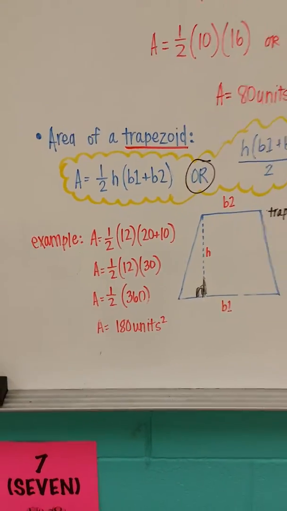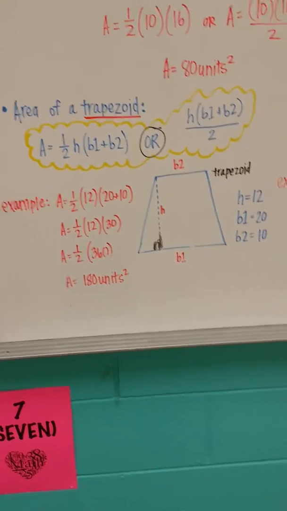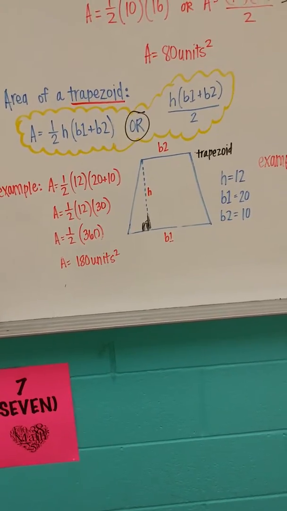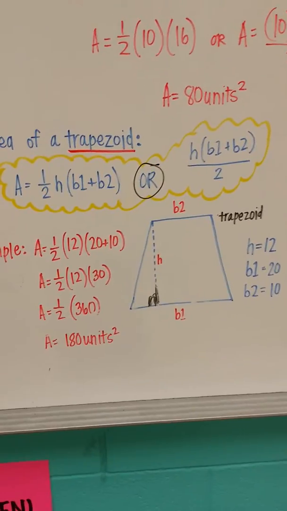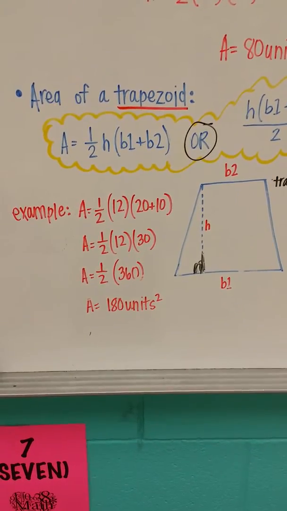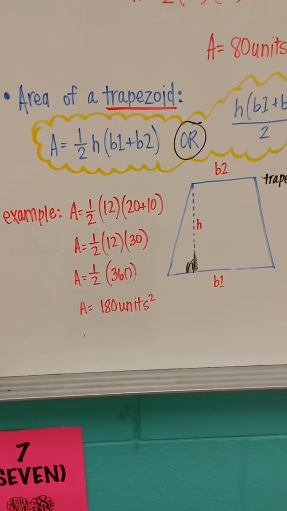Alright, there we go. To find the area of a trapezoid, you also have 2 different formulas to choose from. You can either multiply by a half or divide by 2. To find the area of a trapezoid, you have to know the height, you have to know base 1, and you have to know base 2.